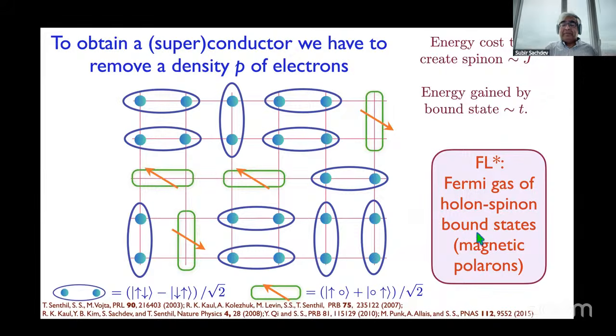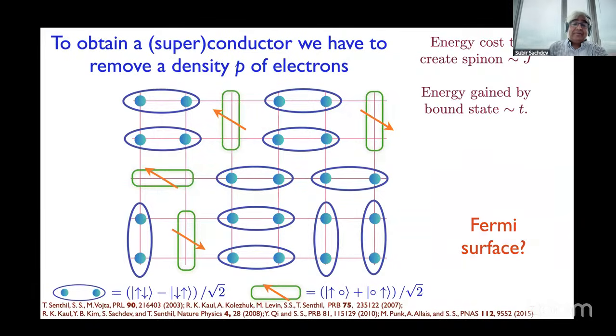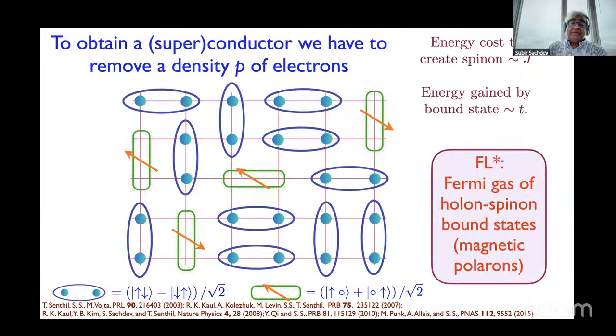And there are other pictures by other people, including George Sawatzky, which are closely related, where he used the word magnetic polaron. Well, that's completely equivalent to these dimers. And so this is the basic answer at a very crude level of what is the pseudogap. It's just a Fermi gas of holon spinon bound states in a background of singlets.